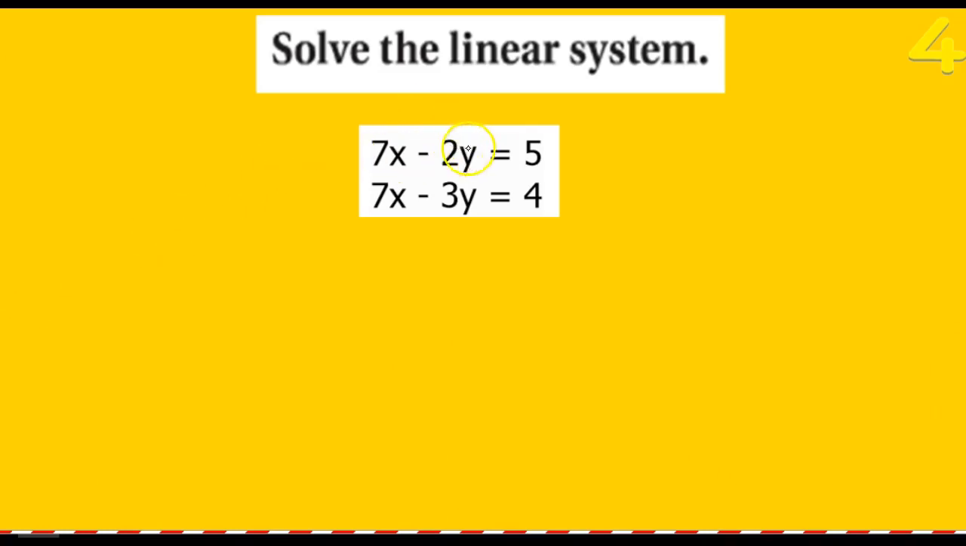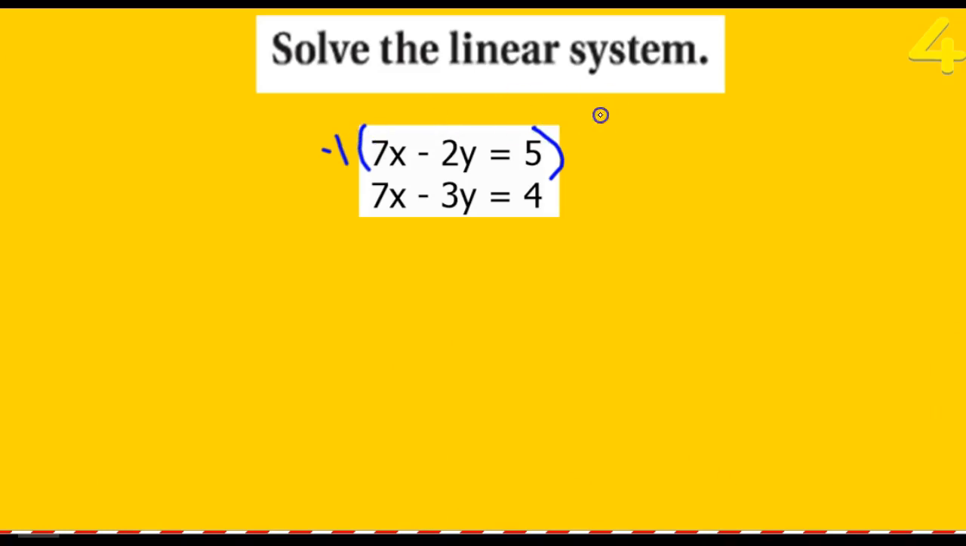Here we have 7x minus 2y equals 5 and 7x minus 3y equals 4. Look for the same number. I see two 7's. One is positive and the other one is positive, so we need to make one negative. We got to multiply one of these by negative 1.